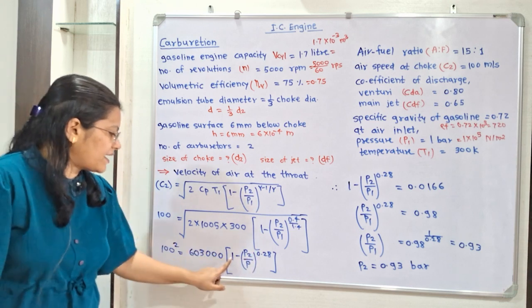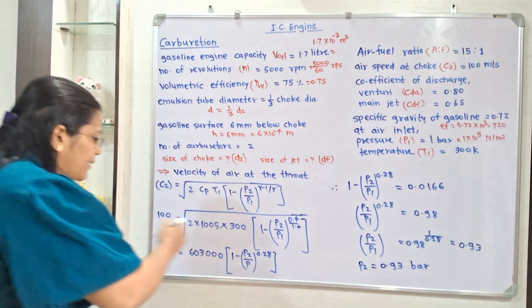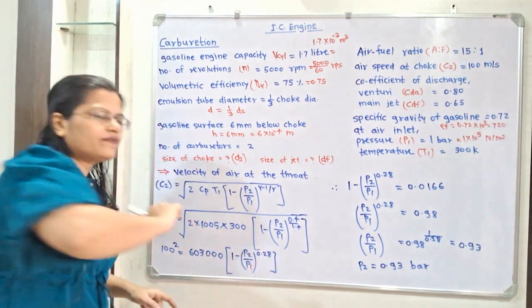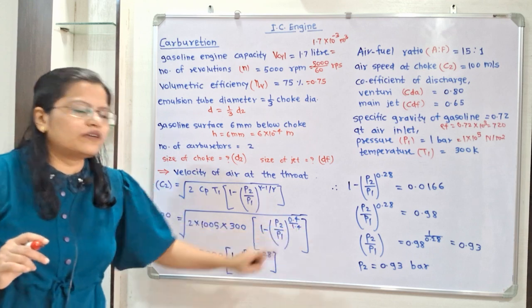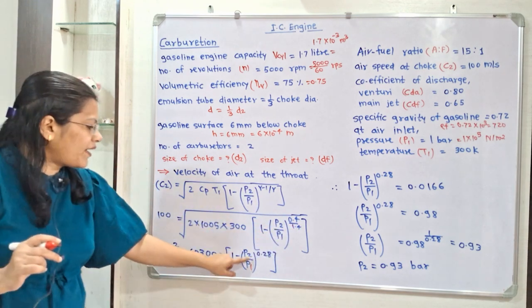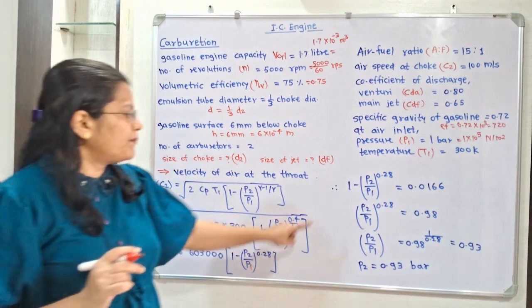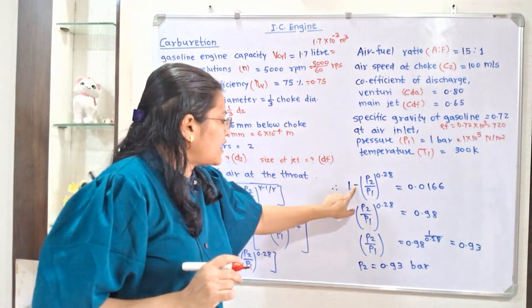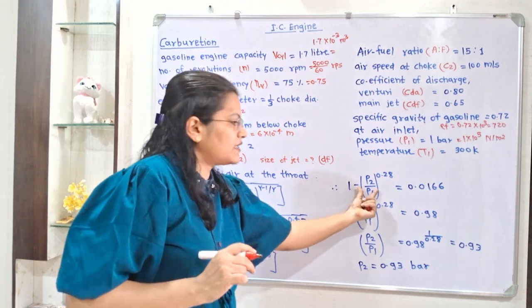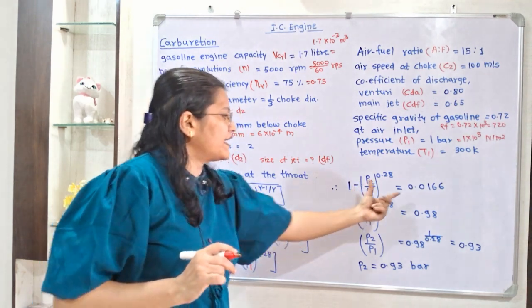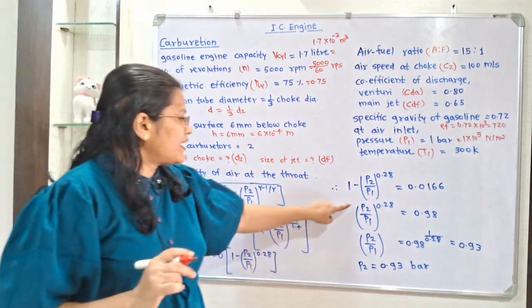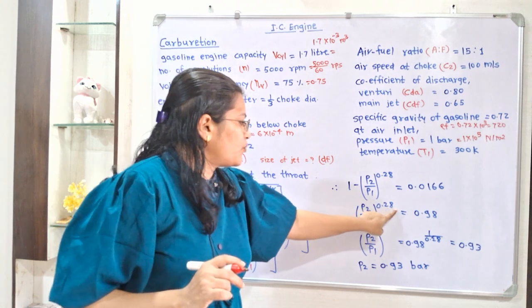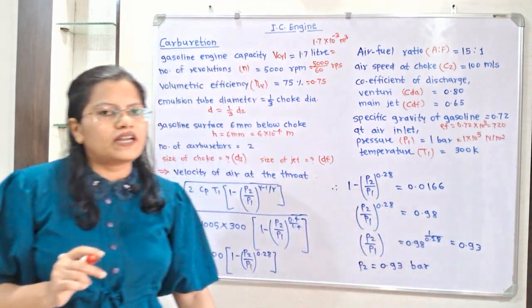603,000 inside the bracket 1 minus P2 by P1 raised to 0.28. So gamma minus 1 is 0.4 and gamma is 1.4. Now we have to find out the ratio of P2 by P1. So we will transfer this bracket term, which has the negative sign, and this answer to the left hand side. So we will get P2 by P1 raised to 0.28 is equal to 0.98.